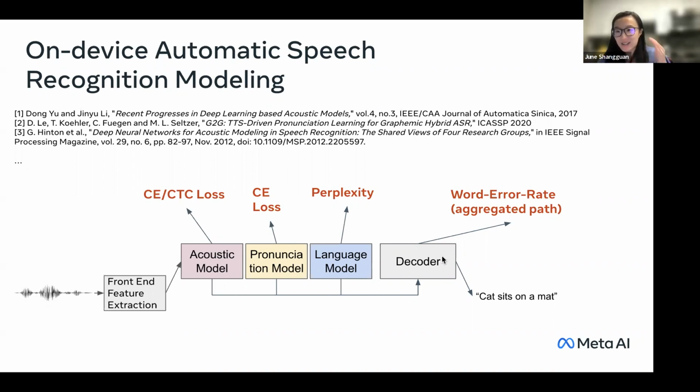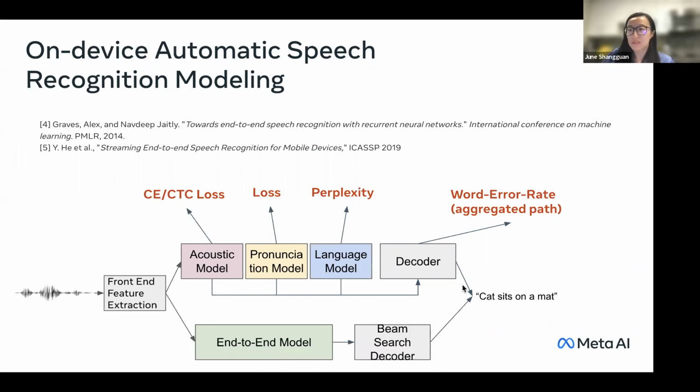So if you are an eagle-eyed audience, you will find out that this whole network is not trained using what you're evaluating the network for. And that could create some suboptimal issues. And that's why the end-to-end model comes in. For the end-to-end model, you're looking at combining all these acoustic, pronunciation, and language models into one model. And then you use the decoder to find out the n-best hypothesis.